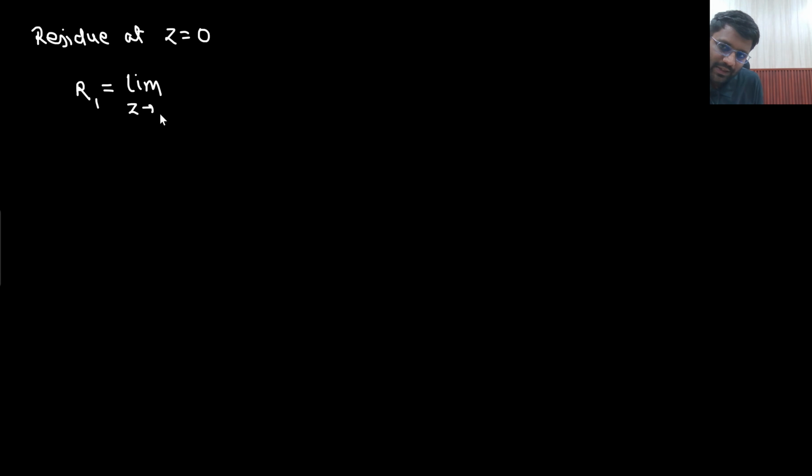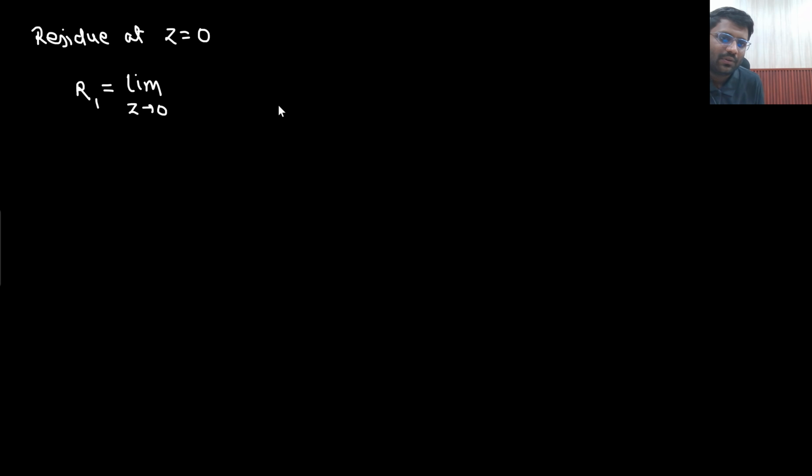And if Z equals to 0 is a repeated pole, then how will you find out the residue? Residue at Z equals to 0. What will be the process? Since it is a repeated pole, what will be the process? So process would be that I need to find out the residue here. That would be limit Z tending to 0.